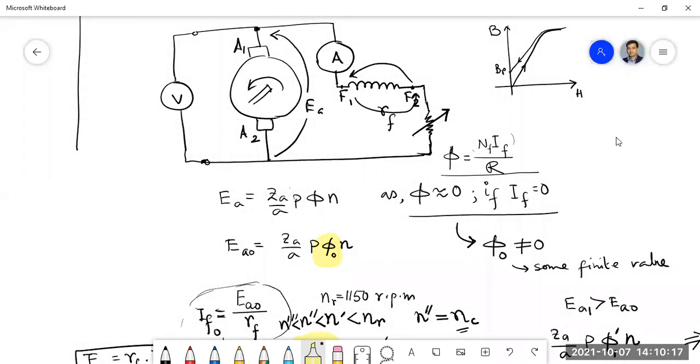Sir, if the flux is the opposite to the residual flux, will it not destroy the residual flux? No, it will not destroy, because once again, if you start the machine and you stop the machine, then again it will restore that residual flux. Okay. Okay, sir.